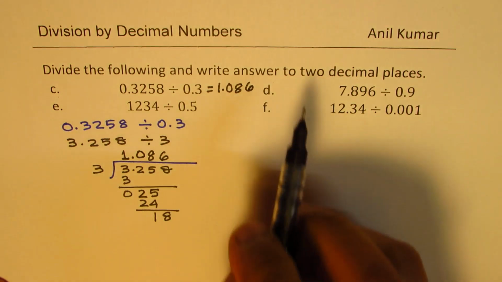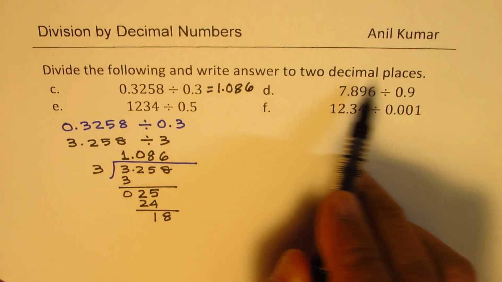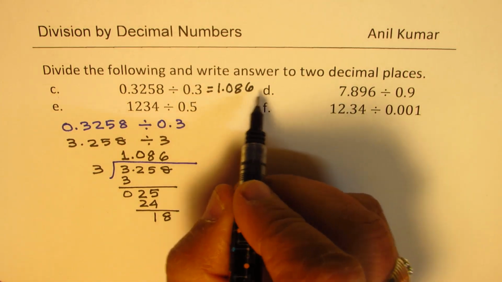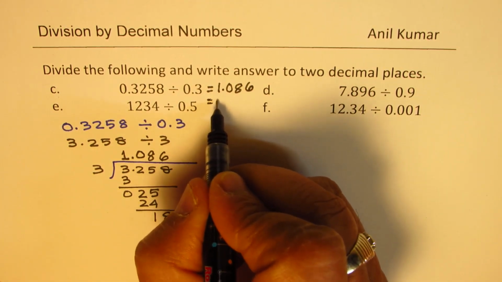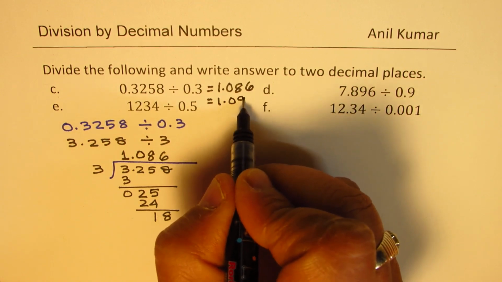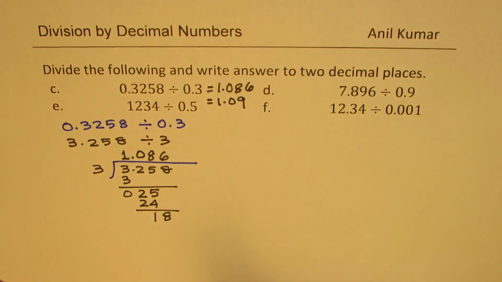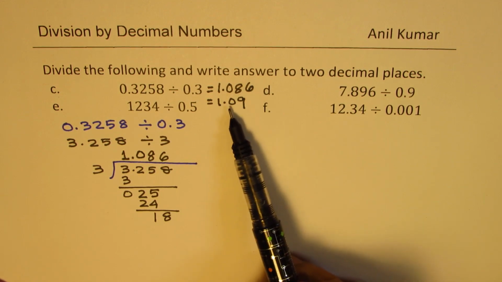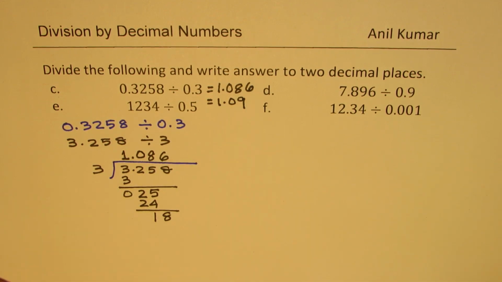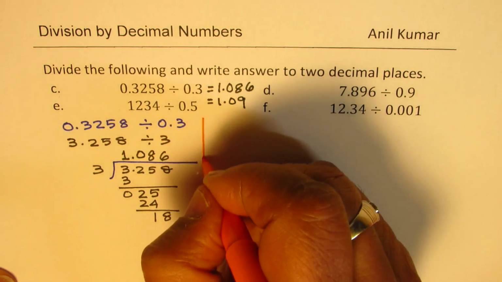1.086, correct? Now we have to write our answer to 2 decimal places. So we have to now round this up to 2 decimal places. So this will be equal to 1.09. Does it make sense to you? So we need to now round it to 2 decimal places, and we get this as 1.09. Perfect? Okay. Now let's take the next one.